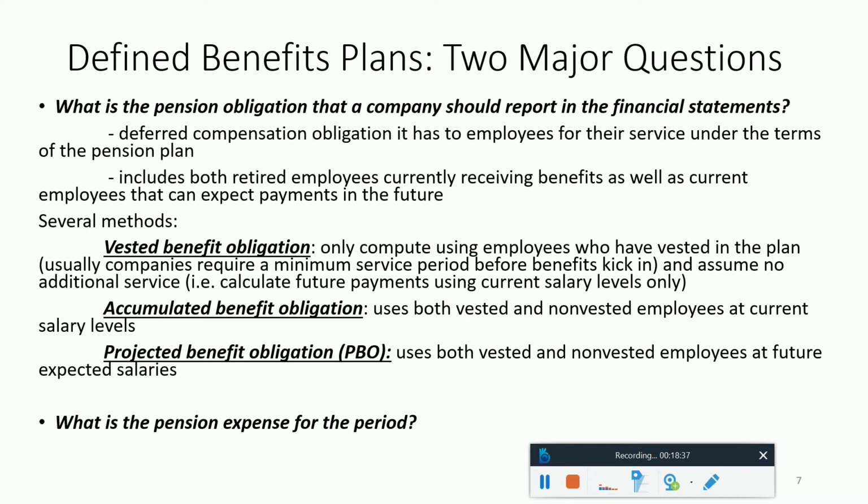So when it comes to calculating that pension obligation, there are 3 tiers of thought. The first is just look at vested benefit obligation only. And so this pension obligation is going to compute the future obligation using only employees who are vested in the plan, and assumes no additional years of service. So those future payments are calculated using the current salary level only. So this calculation is going to result in the absolute lowest pension obligation liability possible.